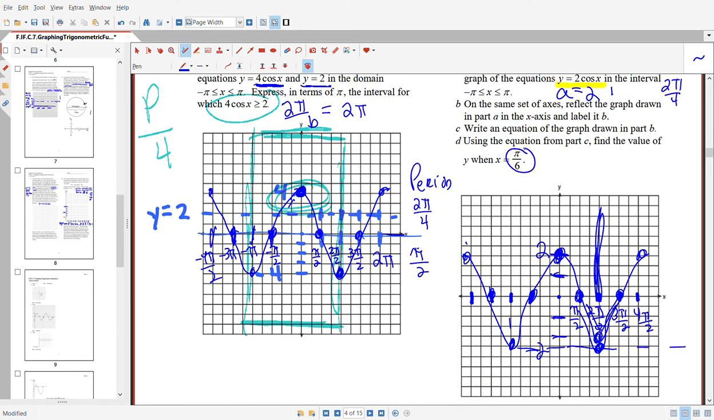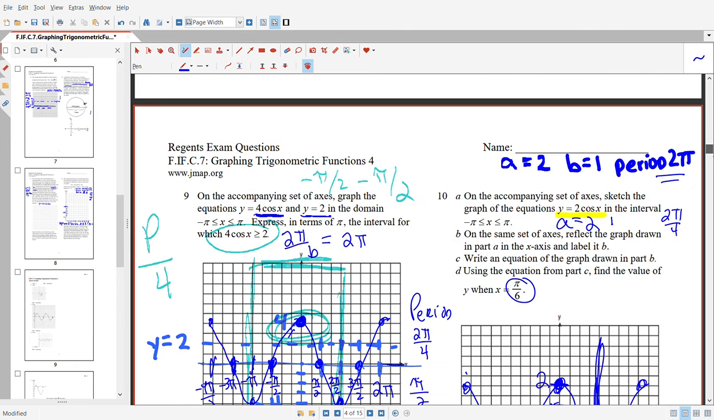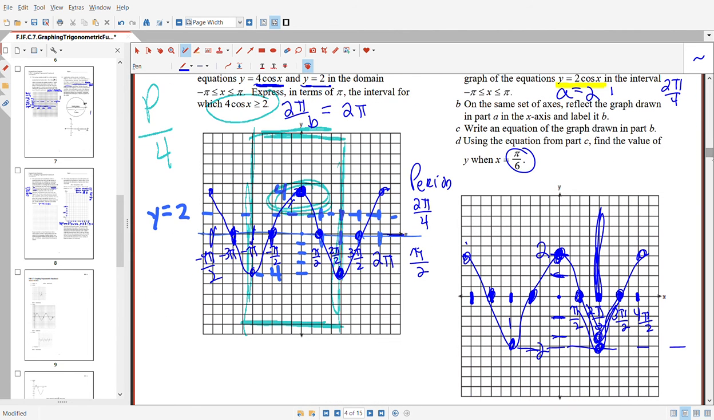Find the value when it's pi over 6. Now, I personally would probably just plug in the pi over 6. Now, if you want to convert to degrees, it will be 2 cosine 30. And then you know from the chart what cosine 30 is, and it's radical 3 over 2, and then you times it by 2. So I'm getting radical 3 is the answer.